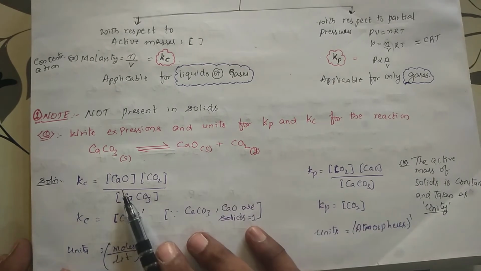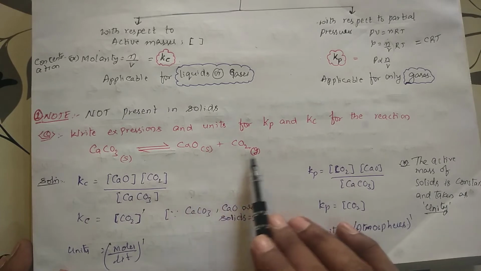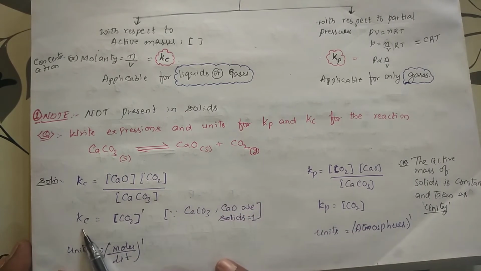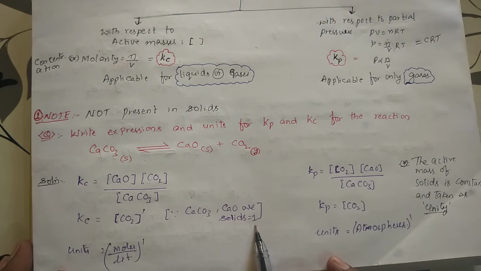So what will we be taking? CaO is solid, so this is taken as 1 into the concentration of CO2. This is gas and this is solid. So by 1. So what will you be getting? Kc will be equal to the concentration of CO2 whole power 1, since CaCO3 and CaO are solids, they are taken as unity.